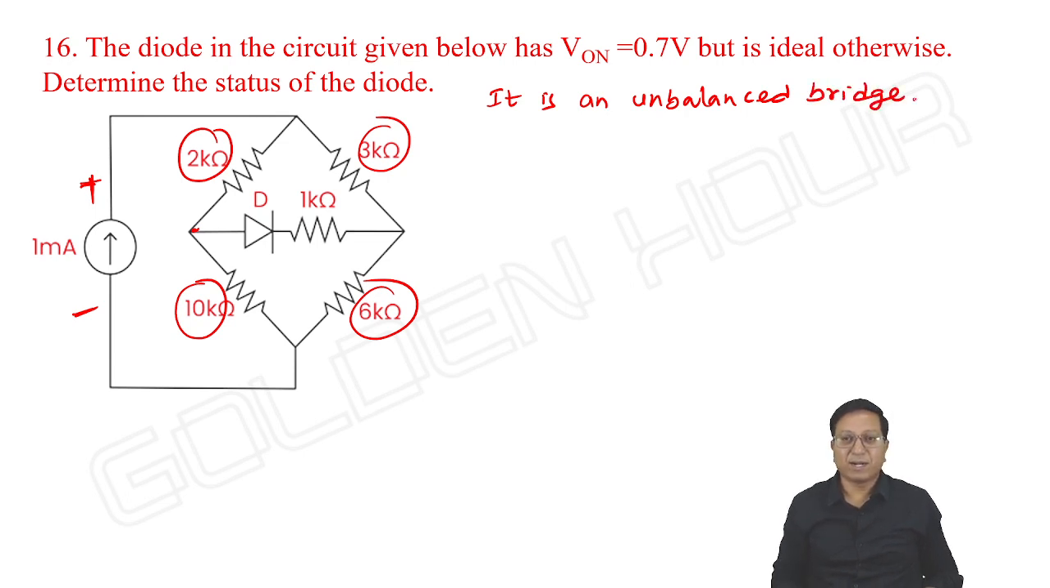Once the bridge is under unbalanced condition, there is a scope for the current to flow through the diode. No doubt about it. We need to find that, of course. They are not asking to find the current, right? Status of the diode. That's it. So how do we do this?